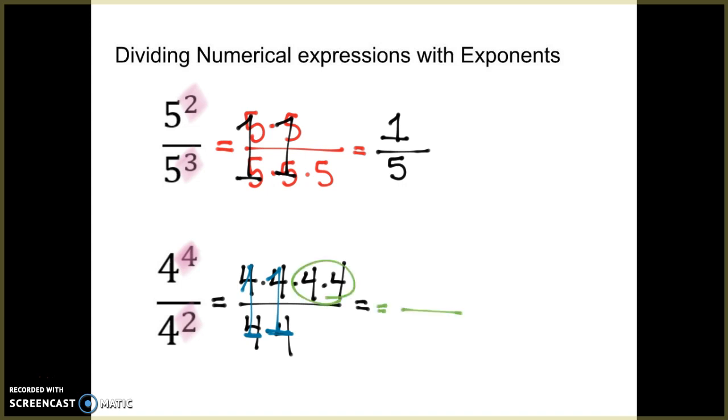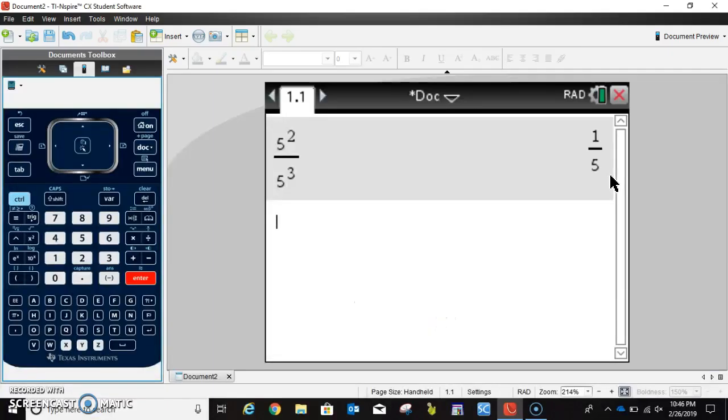So when I write my answer, 4 times 4 is 4 squared over 1, or divided by 1, and that's just 16. I can do that because this is a number, but if this were a variable, I would leave it as 4 squared. And if I wanted to check that, let's go to my calculator, control divide, 4 to the 4th power, and then in the denominator, I have 4 to the 2nd power, and we get 16.